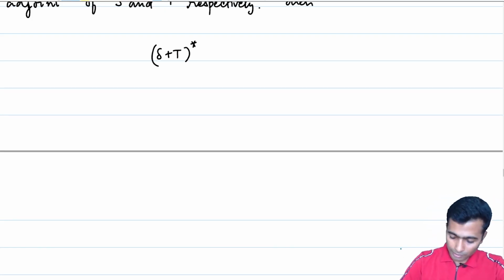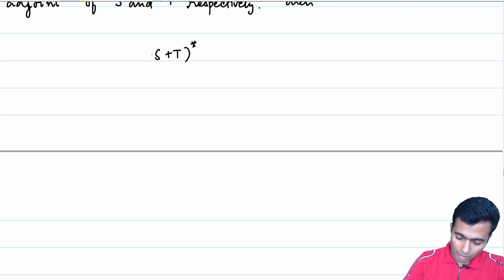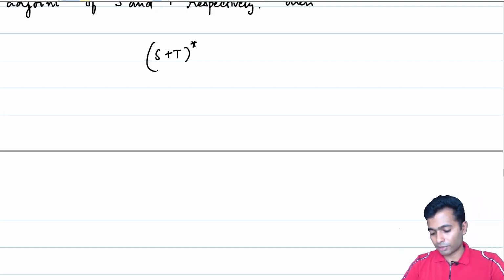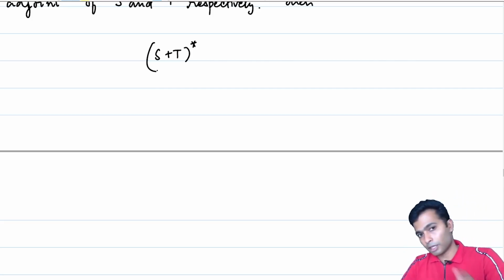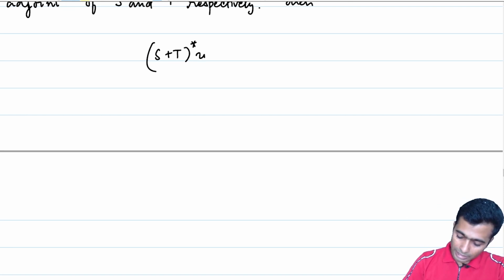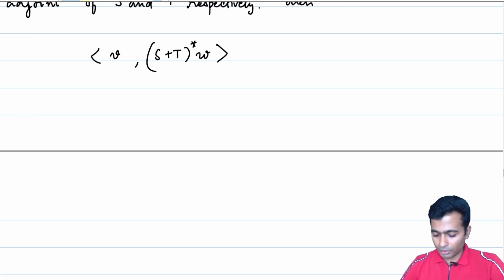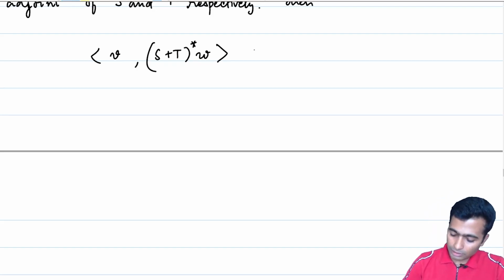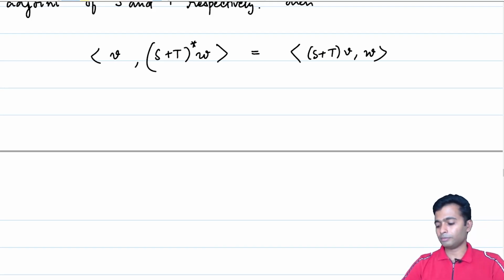Notice that S is a linear transformation from V to W, T is a linear transformation from V to W, therefore S plus T is also a linear transformation from V to W. And (S plus T) star is a map from W to V. So we are going to stare at the usual inner product that we have been using, and the property of the adjoint tells us that the inner product of V and (S plus T) star W is the same as the inner product of (S plus T)V and W.